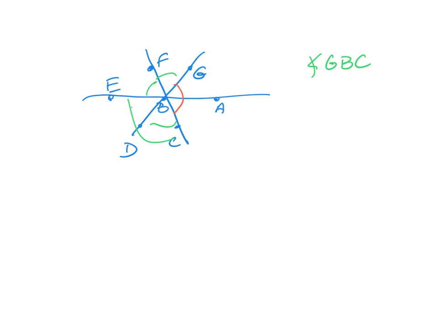Now, you know where to stand if I tell you to stand on angle GBC, but you don't know where to stand if I tell you to stand on B. Now, what is another way to name it? Reverse. CBG, and that's it.